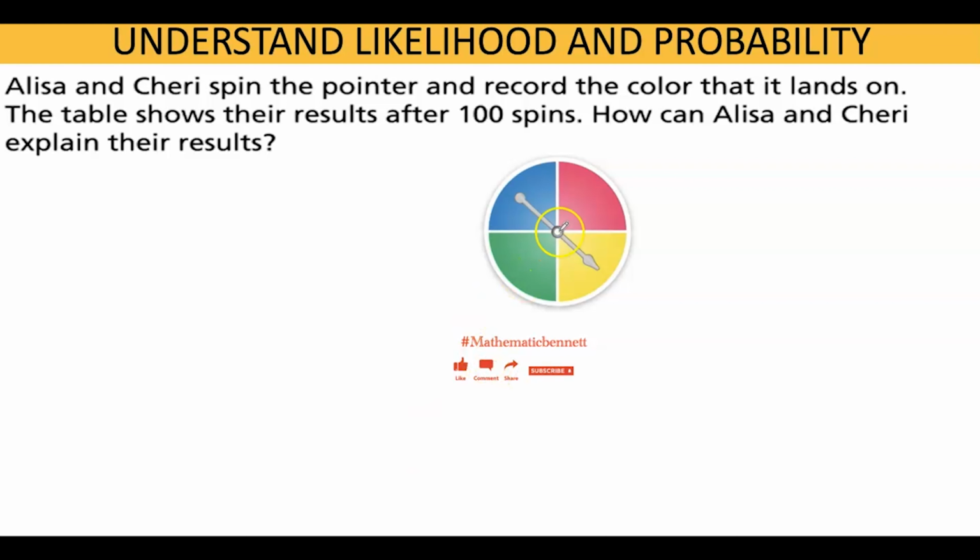As you look at the spinner, you can see that it has 4 colors. It has red, yellow, green, and blue. So we can say that it has 4 outcomes. When you spin that spinner, you can only get one of these 4 outcomes: red, blue, yellow, and green.